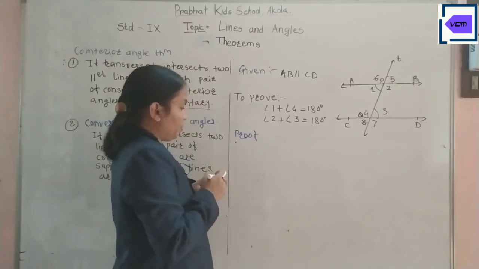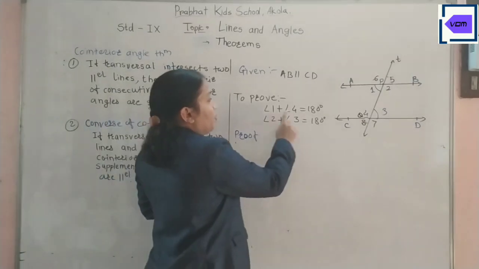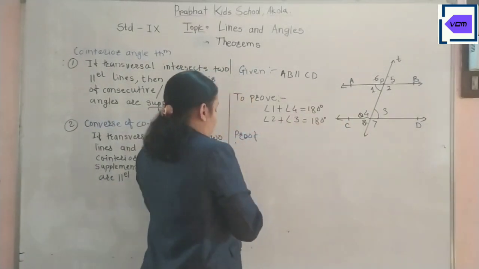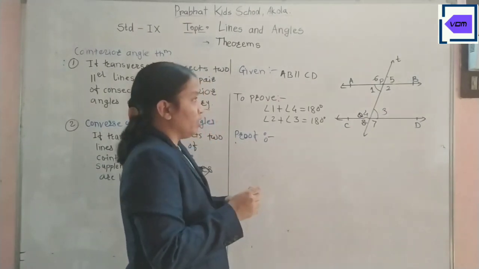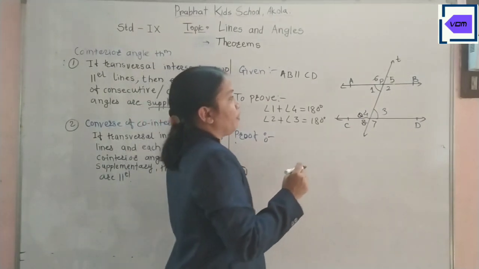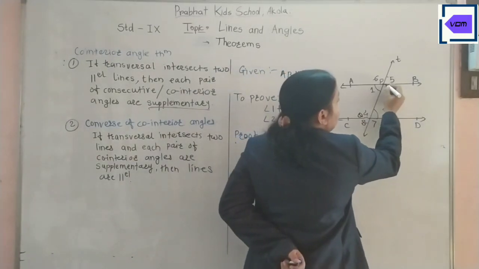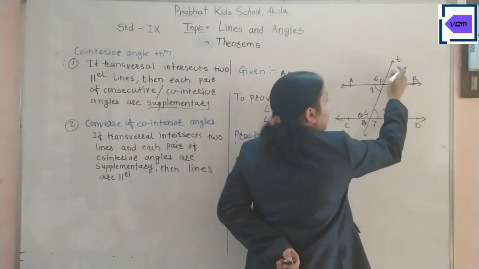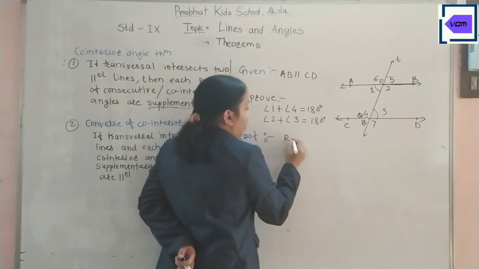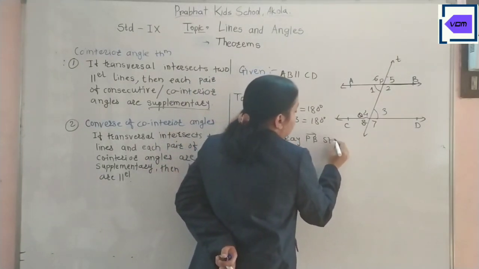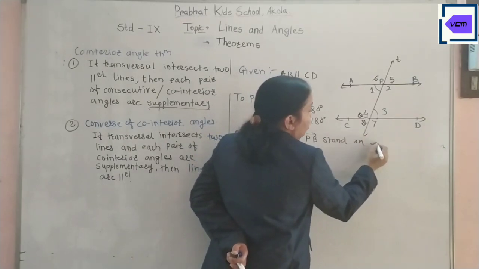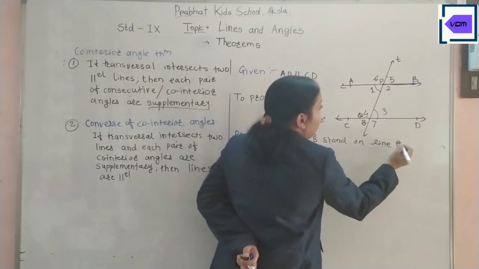Okay. Now let's see the proof. Now we have to prove that angle 1 plus angle 4. Now we are going to use again the corresponding angle axiom and the linear pair axiom. Now this ray PB stands on line T.